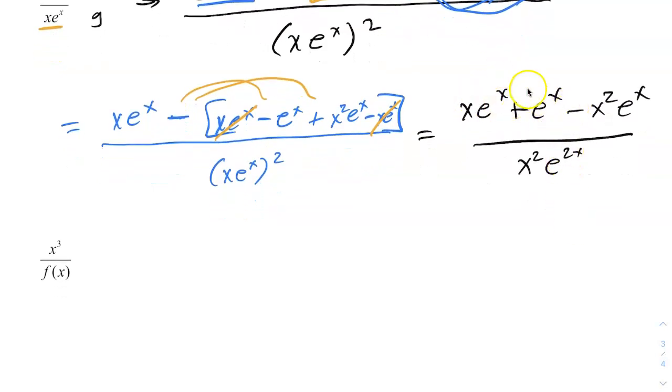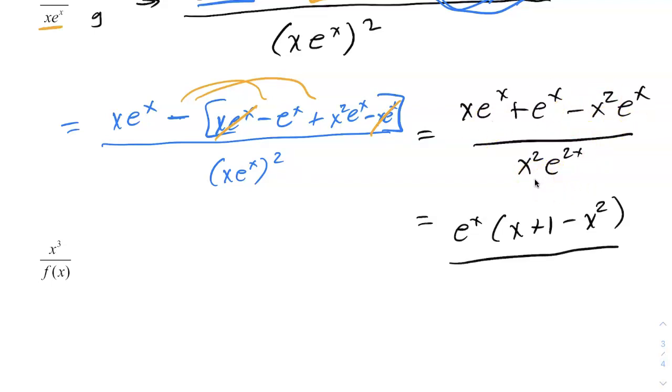Well, notice on top they all have an e to the x. Again, we're trying to simplify. We're trying to match our answer. Our answer on the multiple choice would not look like this. We got to simplify a little bit more. These all have an e to the x, so let's factor out an e to the x. On the top, you're left with x plus 1 minus x squared. So I took all that out. On the bottom, I have this because I did simplify a little earlier.